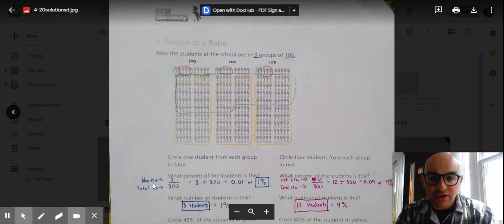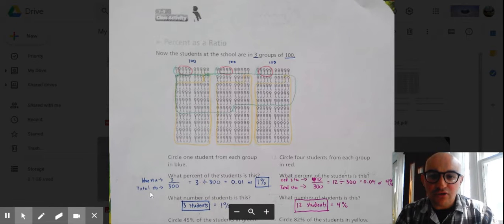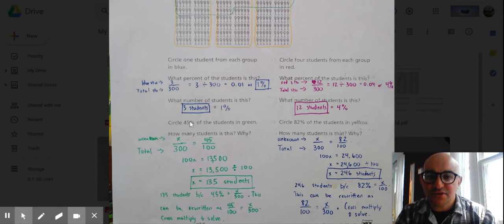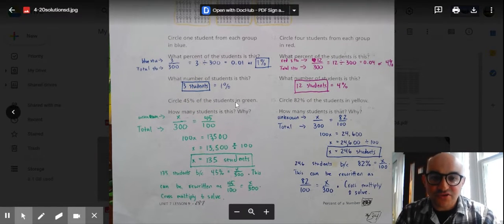To find that out, we do blue students on top over total number of students. That would be 3 over 300, which is also a division problem: 3 divided by 300. If you do that division, you'll find the answer is 0.01. Remember, converting decimals to percent should be pretty easy. We move the decimal over 2 places, in other words, multiplying by 100. So 0.01 is the same thing as 1%. What number of students is this? We already figured it out. It was 3 students.